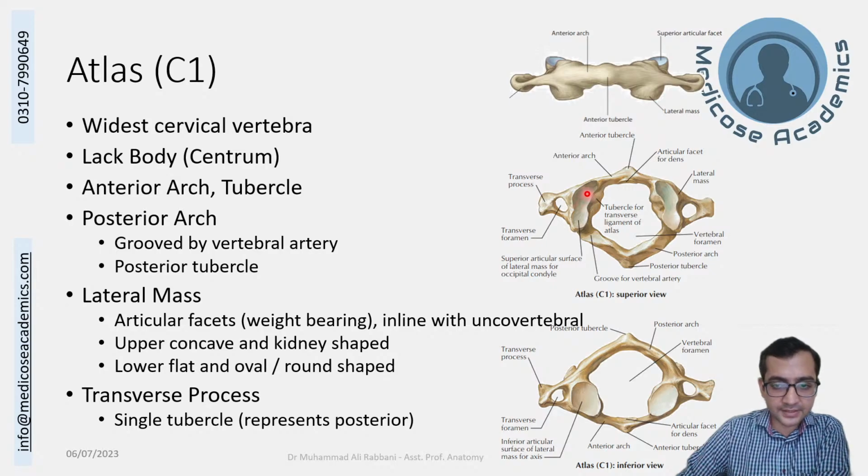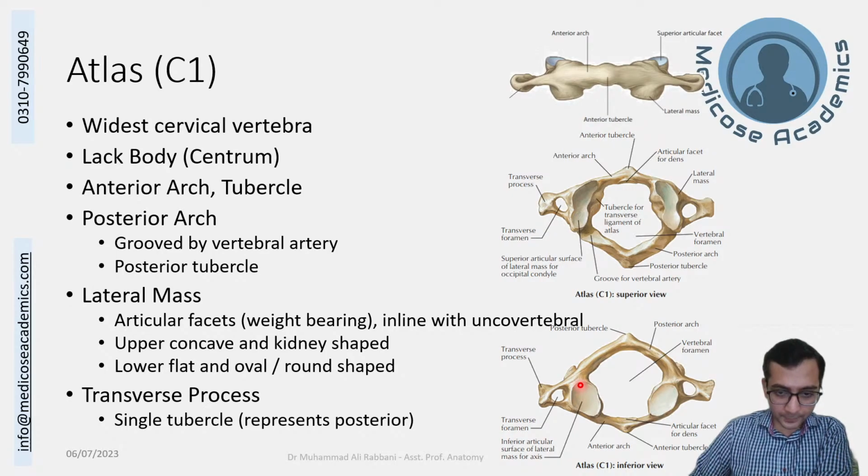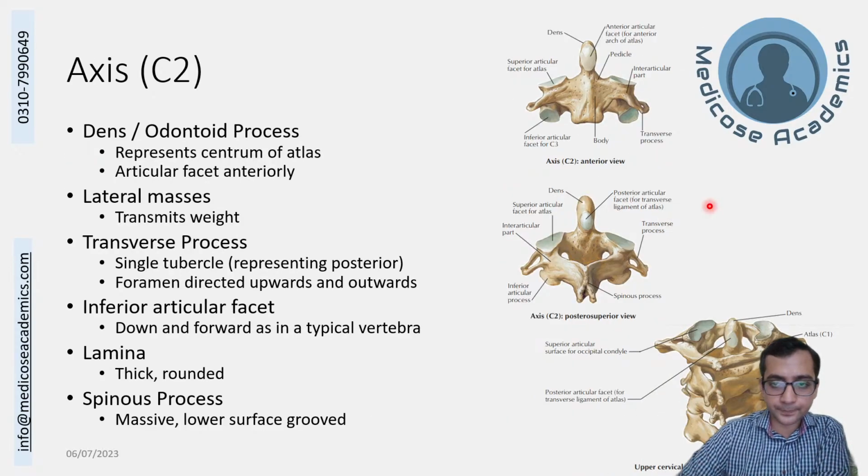In the inferior aspect there is a facet. The upper facet is concave, kidney shaped, making the atlanto-occipital joint. The inferior facet is relatively flat and round to oval in shape, and it is making the atlanto-axial joint. Then there is a transverse process with both anterior and posterior bars. There is no costotransverse bar, and there is only one tubercle, which is the representative of the posterior tubercle.